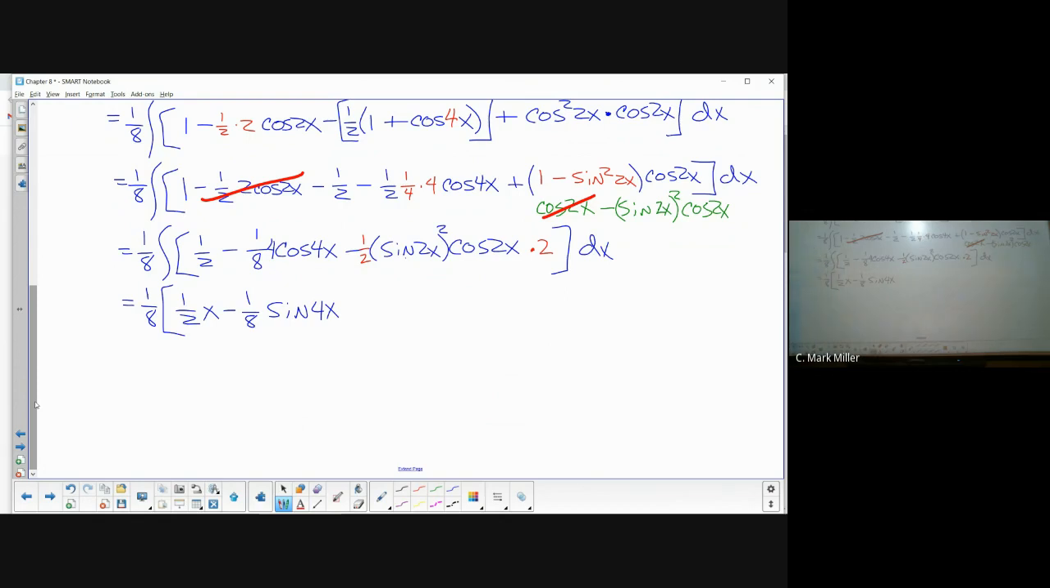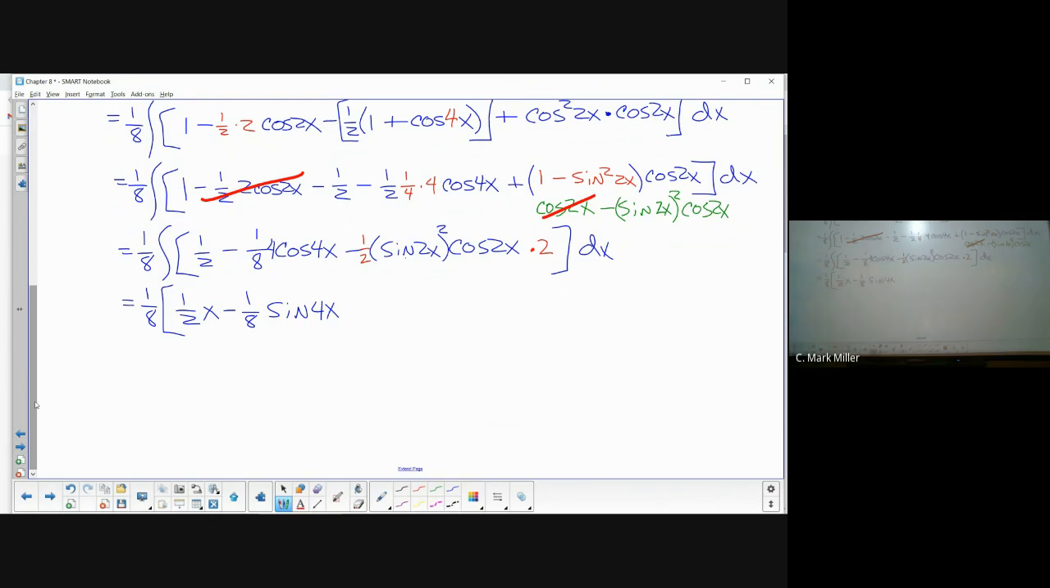And in each case, think of a derivative. What's the derivative of sine 4x? That's going to be cosine 4x times 4. That's what we needed that 4 for, because the derivative of that 4x would come out as a 4.